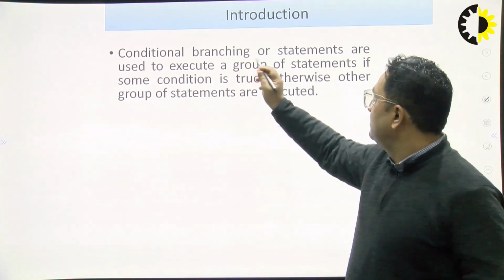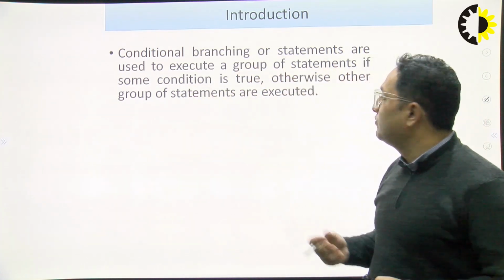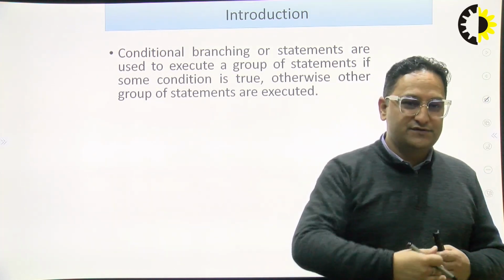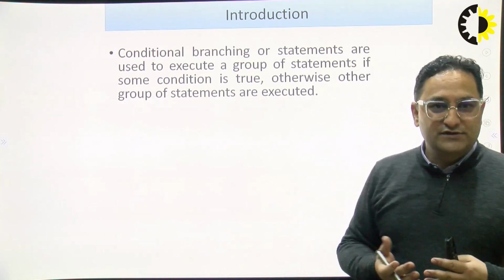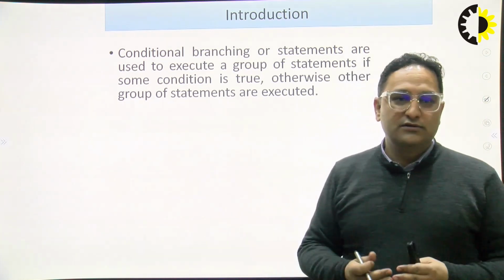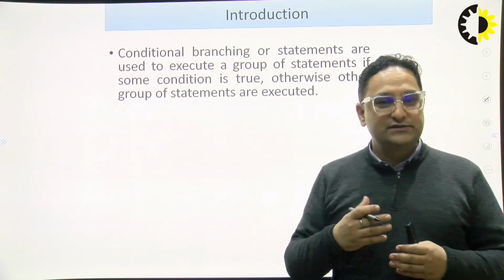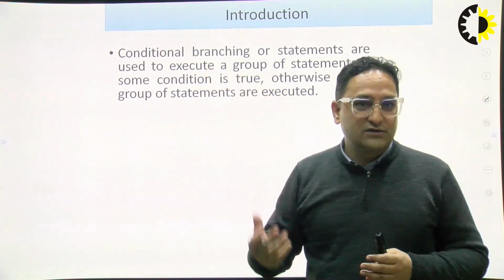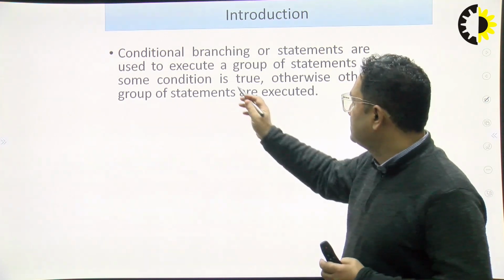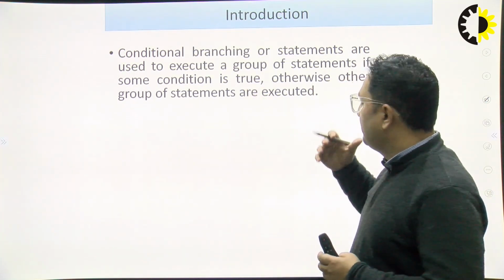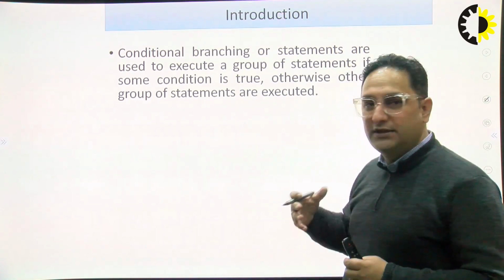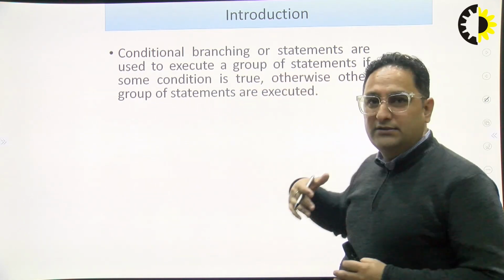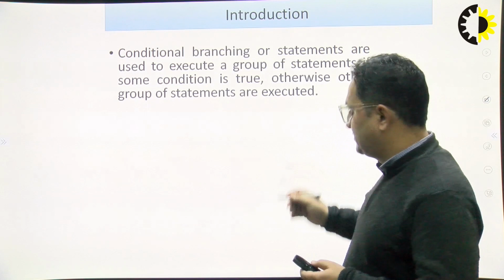Conditional branching or statements are used to execute a group of statements. How do we build a program? We build a program by writing a set of instructions, right? When we write a set of instructions, at some point we want a few instructions to be executed based on some condition. This construct of the programming language talks about this only: whenever you want to have a branching in the execution of the statements in a program, you use conditional branching, right?